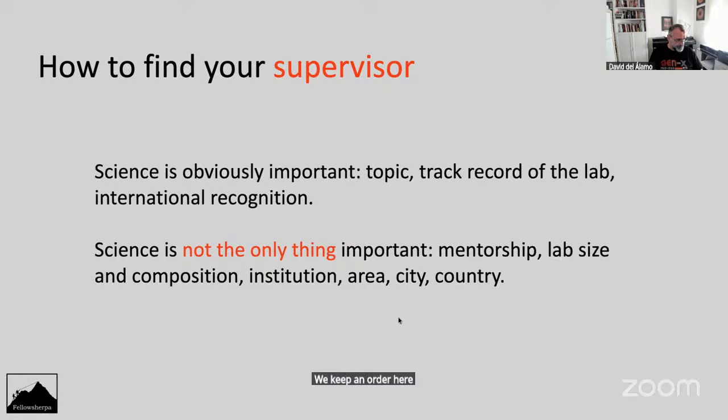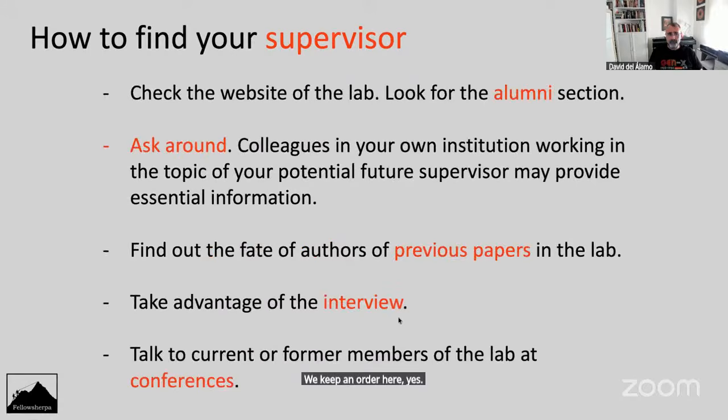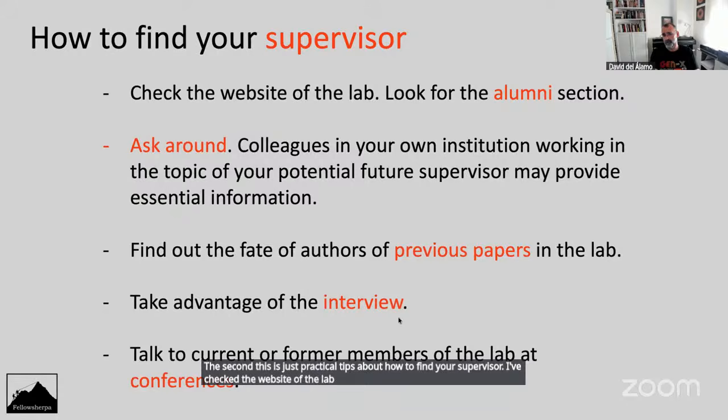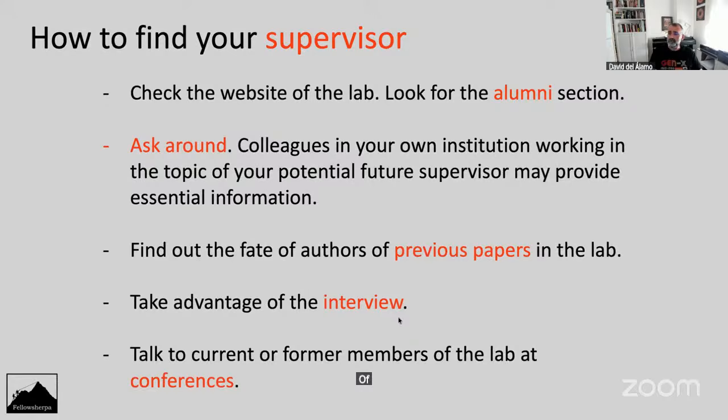So the second, this is just practical tips about how to find your supervisor. Check the website of the lab. You could look for the alumni section. See what happened to the people that used to work in the lab. This is a very good indicator of the mentorship capability of your PI.